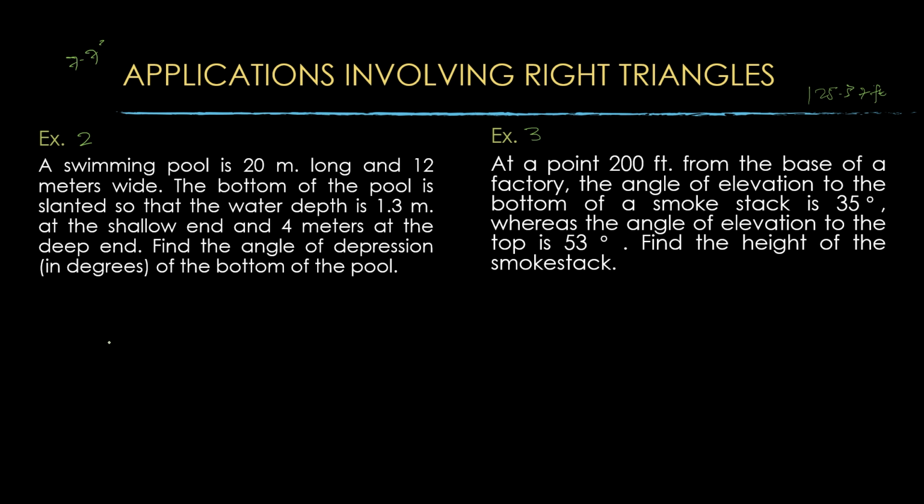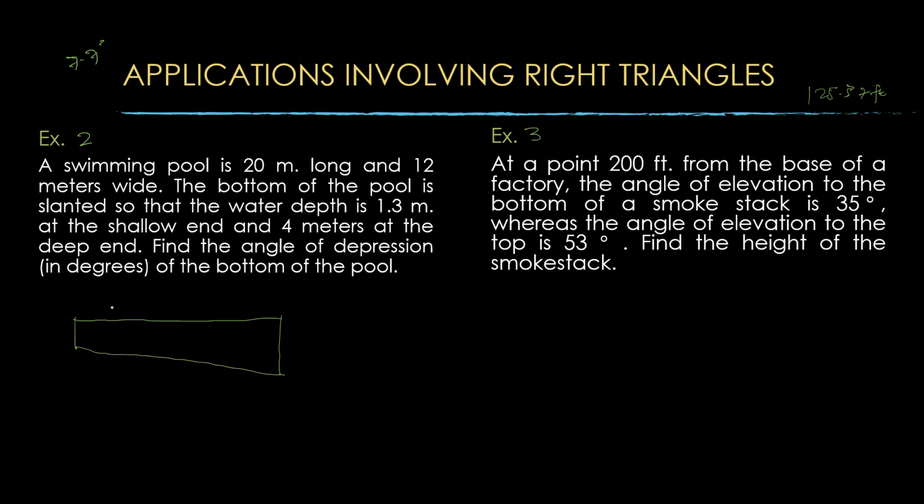For example number 2, it says in the problem that the swimming pool is 20 meters long and 12 meters wide. The bottom of the pool is slanted so that the water depth is 1.3 meters at the shallow end and 4 meters at the deep end. For this one, we're considering the length of the pool, which has a shallow end and a deep end. If we try to draw that one, it would look something like this.